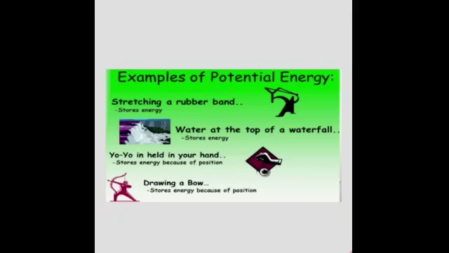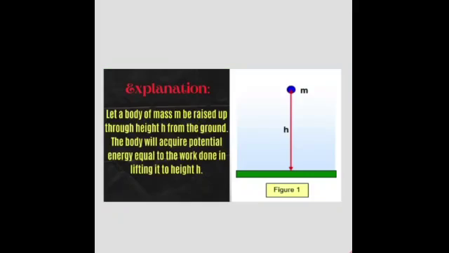So how can we derive this potential energy? What is the formula for this potential energy? For the derivation, let's see our explanation. Let a body of mass m be raised up. As you can see in this slide, a blue color ball has been raised to some height h, and the mass of this ball is simply small m. The body will acquire potential energy equal to the work done in lifting it to the height h.